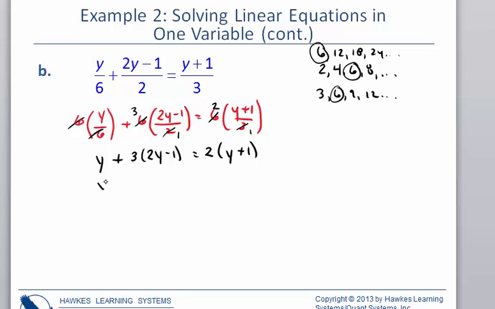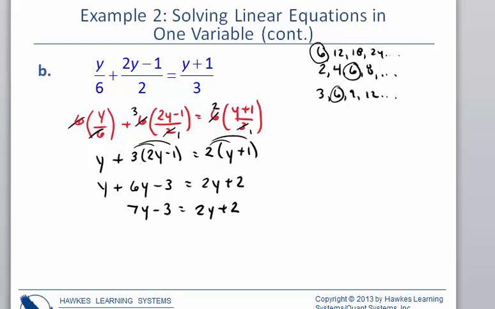We're going to next use our distributive property to distribute the 3 through that parenthesis. So 3 times 2y is 6y. 3 times negative 1 is negative 3. We'll do the same thing over here, distributing. So we get 2y plus 2. Again, we'll combine what we can combine. We have a y and a 6y, which makes 7y minus 3, is equal to 2y plus 2.